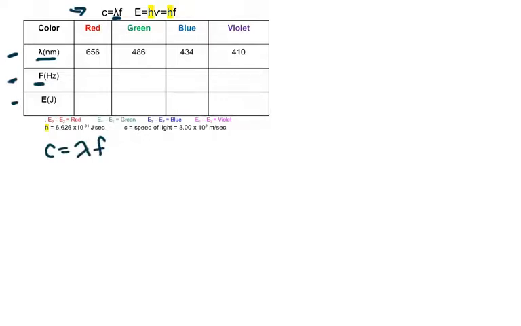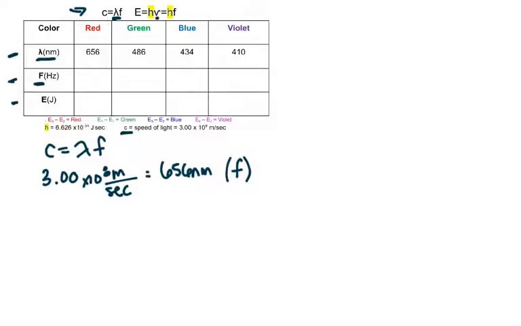So C equals wavelength times frequency. C is a constant. It's the speed of light. So that's 3.00 times 10 to the 8 meters per second equals wavelength, which is 656 nanometers, times the frequency. Sometimes you see frequency written as a V. You can see that up here. Sometimes it's written as a V and sometimes as an F.